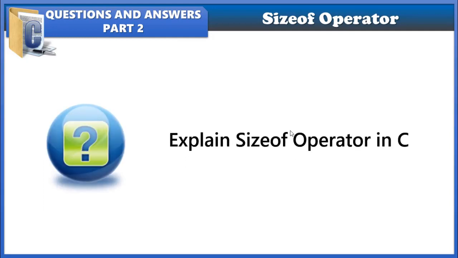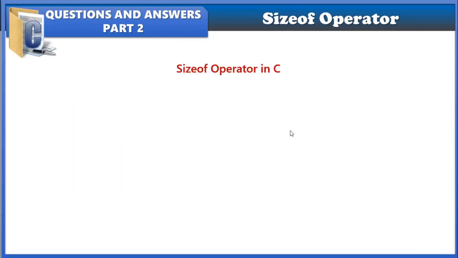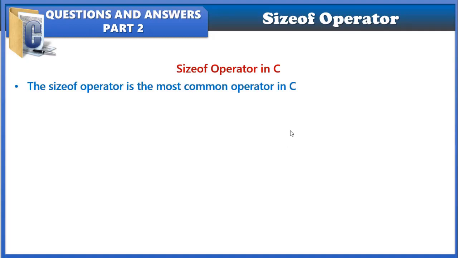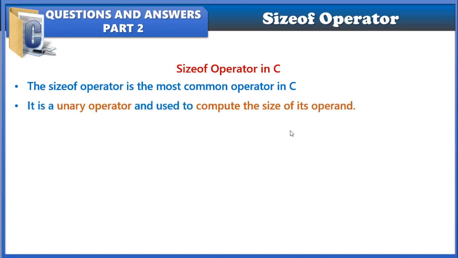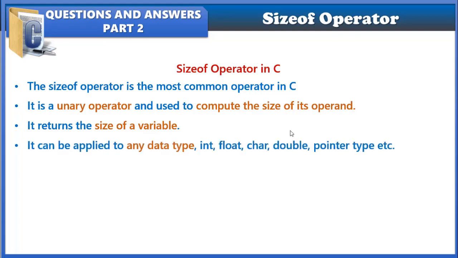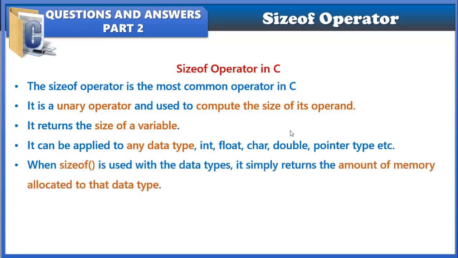Next, we'll discuss the sizeof operator in C. The sizeof operator is a commonly used operator in C. It is a unary operator and is used to compute the size of its operand. It returns the size of a variable. We can also apply the sizeof operator to any data type like int, float, char, double, pointer or structure, etc. When the sizeof operator is used with a data type, it simply returns the amount of memory allocated to that data type.